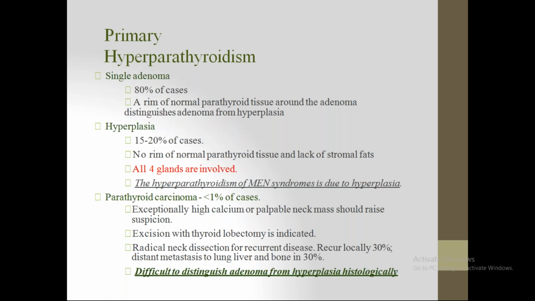Now coming to primary hyperparathyroidism, three causes as I've told you: adenoma, hyperplasia, and carcinoma. Adenoma accounts for 80% of the causes. A rim of normal parathyroid tissue around the adenoma distinguishes adenoma from hyperplasia. In hyperplasia, seen in around 15 to 20% of cases, no rim of normal parathyroid tissue is present, and it also lacks stromal fat.